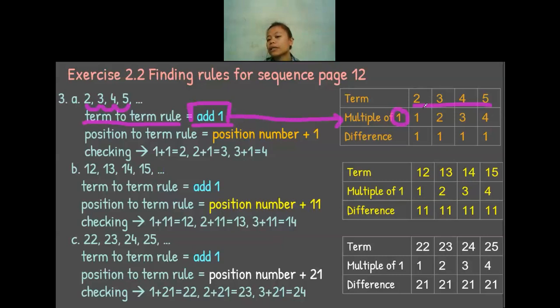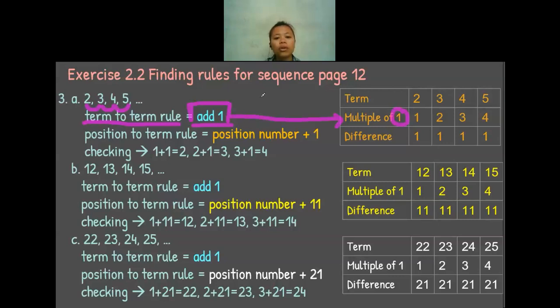Same, we have to find the difference. When we find the difference, we just need to subtract. 2 minus 1 equals 1. 3 minus 2 equals 1. All the differences are constant, equal to 1. So later for the position-to-term rule, you can write it as 1 times position number plus 1, or you can just keep it as position number plus 1, because when a position number is multiplied by 1, there is no change. So you can directly keep it as position number plus 1.